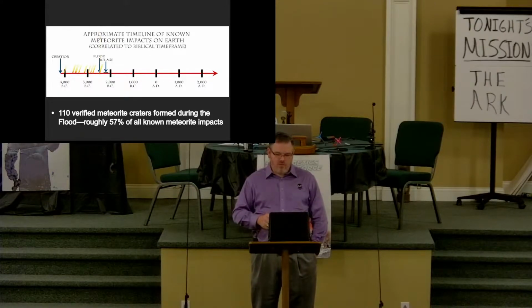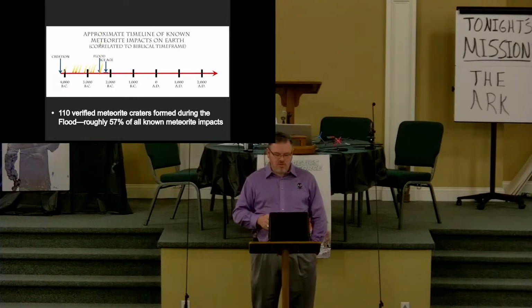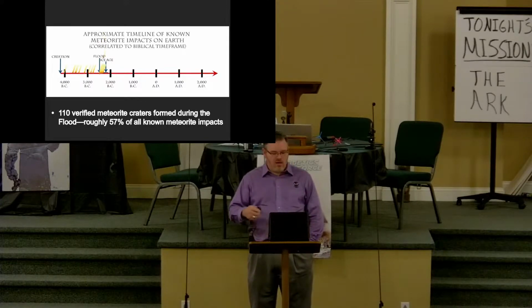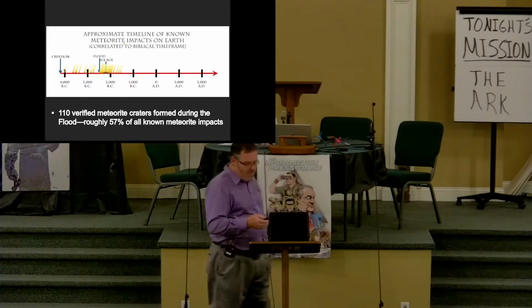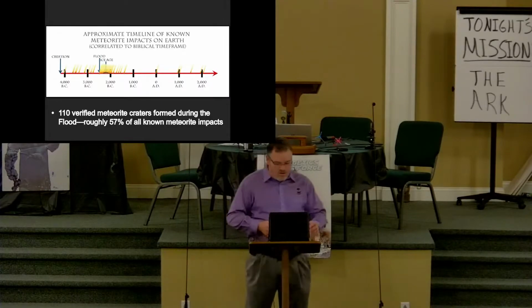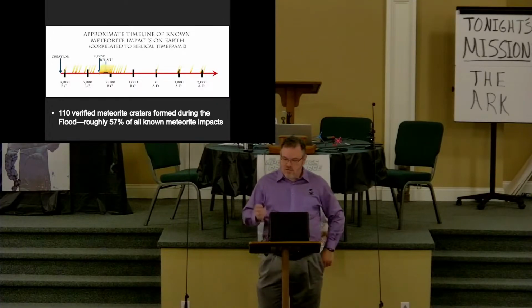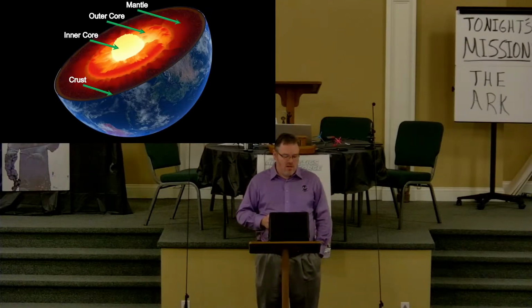Another 23% of the confirmed meteorite impacts date to the period immediately following the flood. So from the flood through the Ice Age and up to Abraham, 80% of all of the known meteorite impacts occurred during the flood and then during the following few centuries as the earth was ultimately calming down. So I have trouble seeing that evidence and not thinking, wow, meteorite activity is a significant part of this event, and may have even initiated the flood.